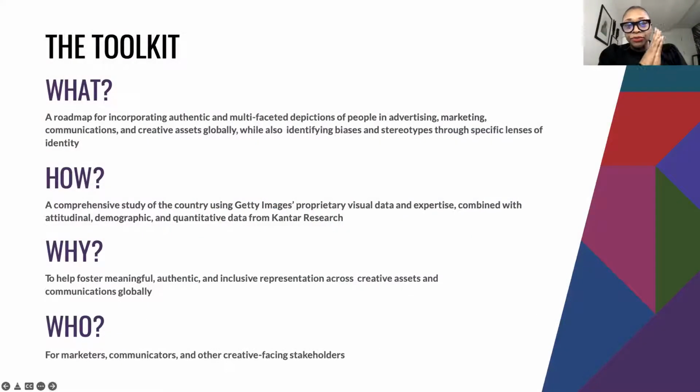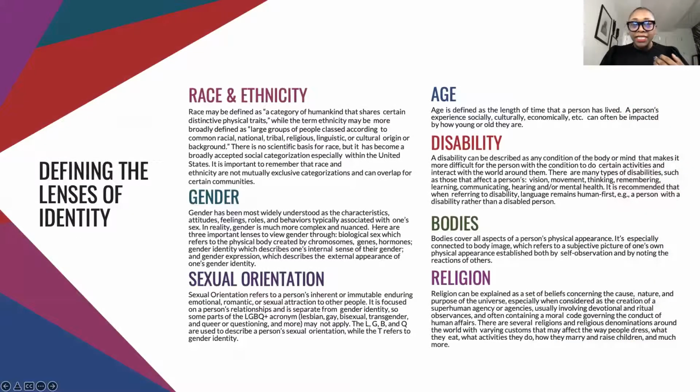Before we jump into the workshop, just one final word about the toolkit and how to use it. The toolkit does not have all the answers. Instead, it serves as a roadmap to guide us to incorporate authentic and multifaceted depictions of people in advertising, marketing, communications, and creative assets, while also identifying biases and stereotypes through specific lenses of identity. Throughout this body of work, we defined 8 lenses of identity, covering race and ethnicity, gender, sexual orientation, age, disability, bodies, religion, and socioeconomic status, to show the breadth of what diversity means and the lenses that each of us possess.